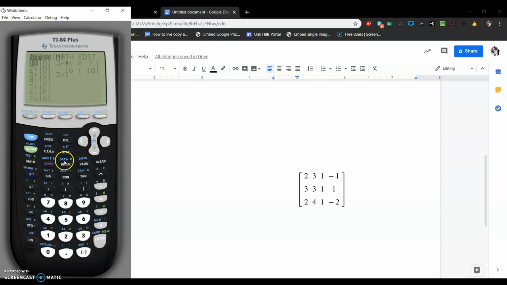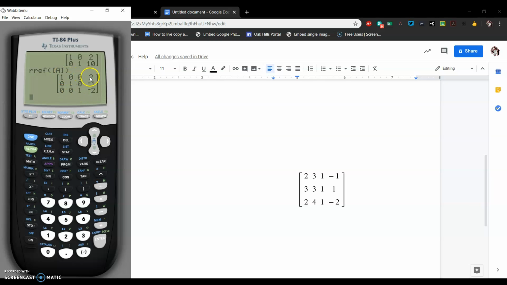And I'm going to go to my matrix menu. Math. I'm going to go to letter B, RREF, for matrix A. And voila. Again, we can see on the left-hand side, this looks like our identity matrix. 1's along the main diagonals, 0's everywhere else.